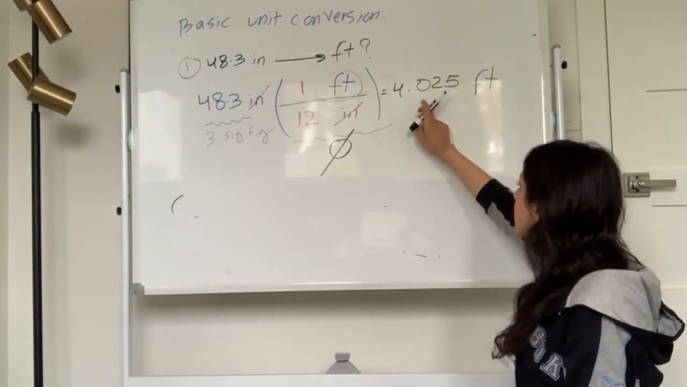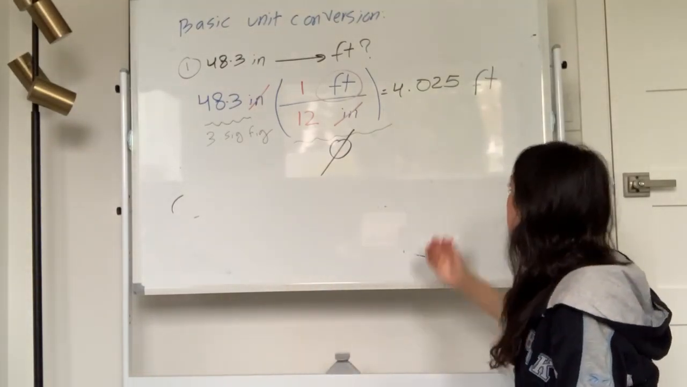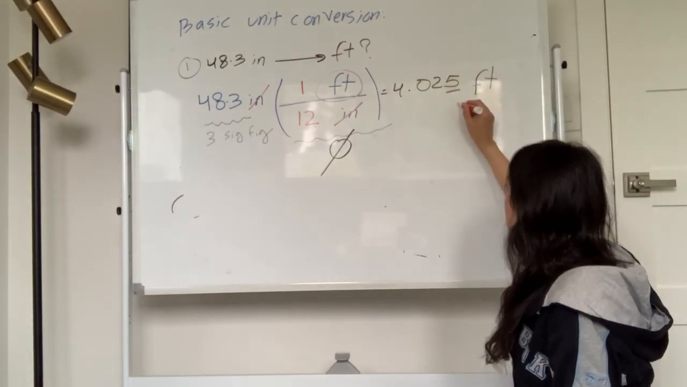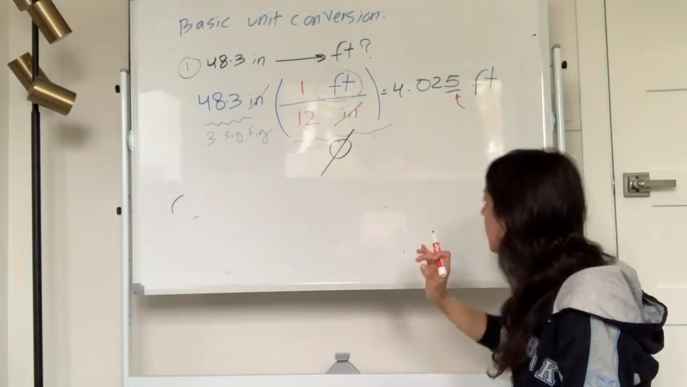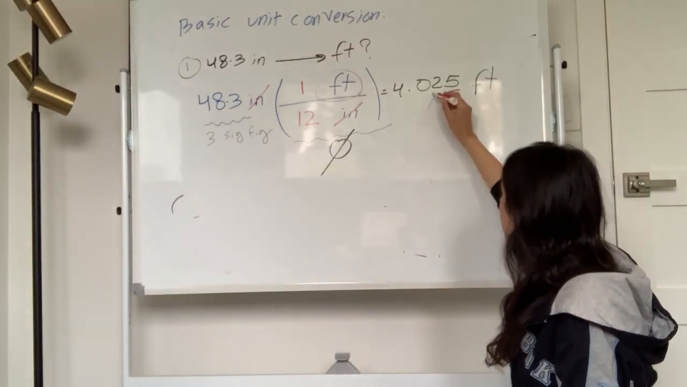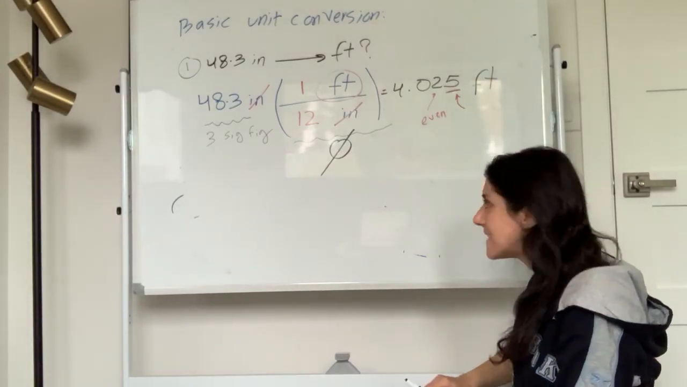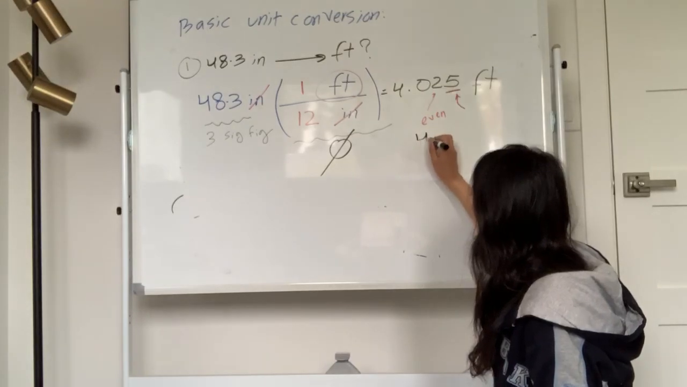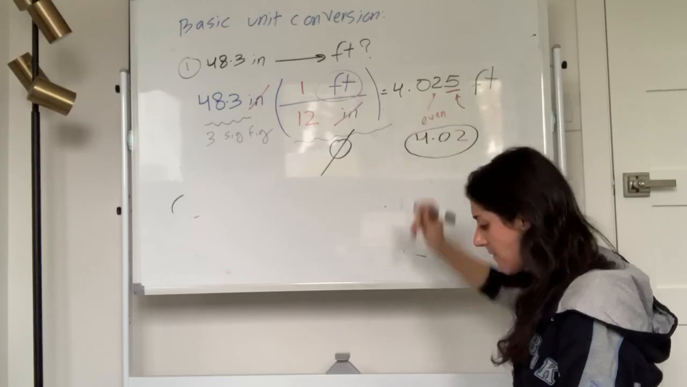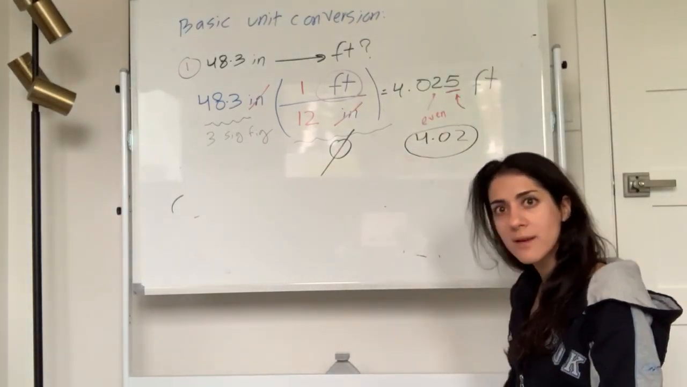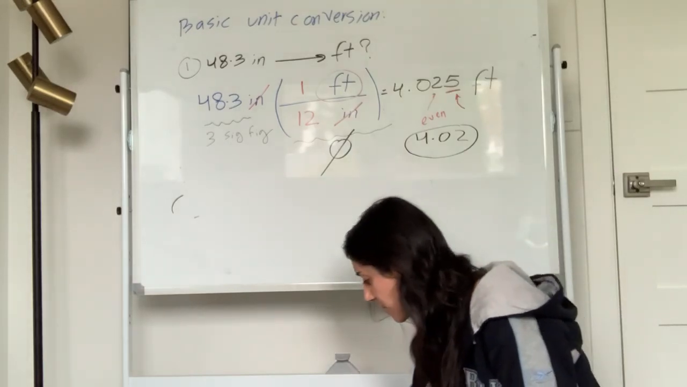Now I have 4.025. Okay, this is a great practice problem because we have a 5 here. If I have a 5, what do I need to do? I need to look at the number before the 5. The number before the 5 is even. If the number before the 5 is even, what do you do? You round down. So the answer is 4.02. This is a 5, and that one I have to round down because it's even. See, we're going to do a lot of practice problems with significant figures as we go on. So far, so good? All right.